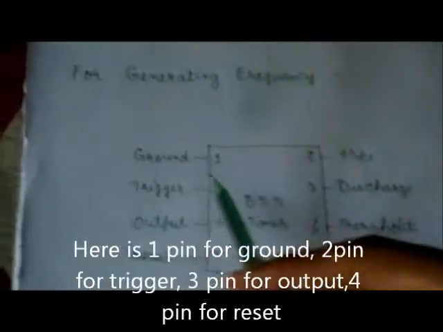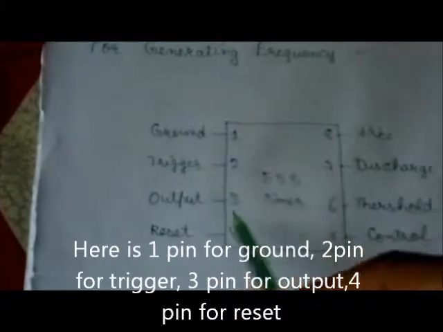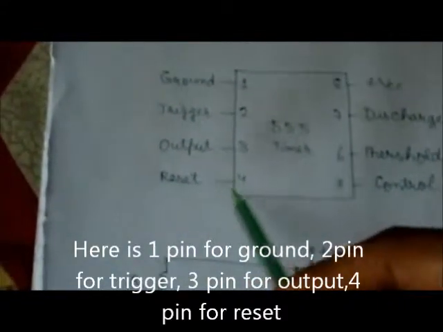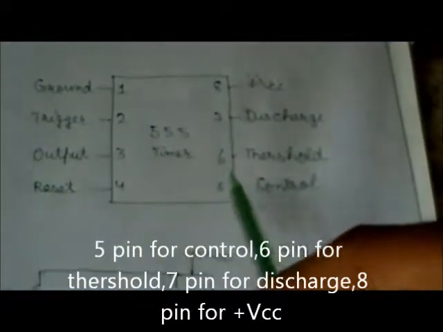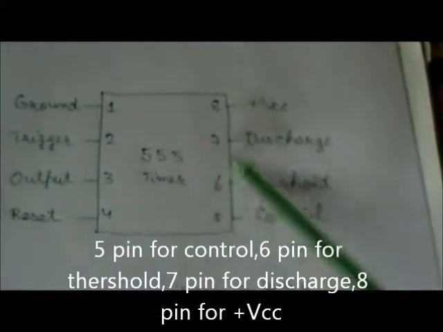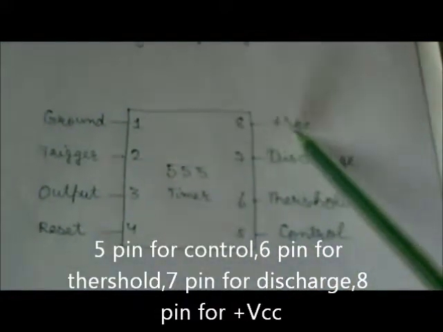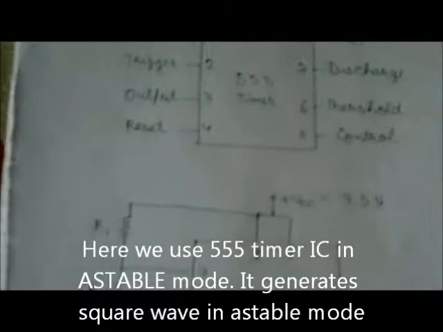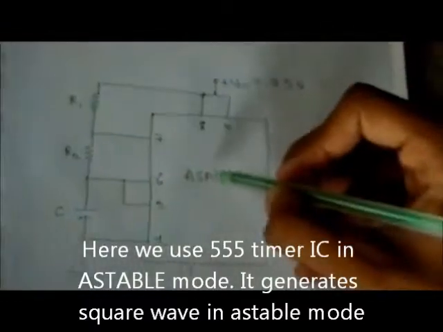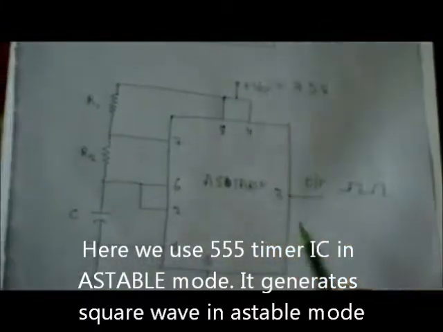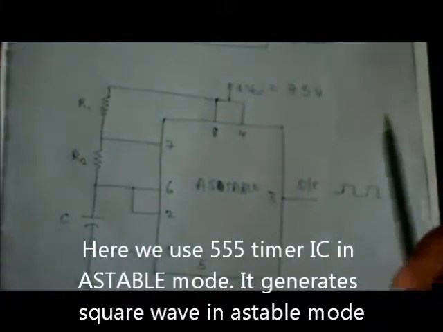There is one pin for ground, second pin for trigger, third pin for output, fourth pin for reset, fifth pin for control, sixth pin for threshold, seventh pin for discharge, and eighth pin for VCC. Here we use the 555 timer circuit in astable mode. It generates a square wave in astable mode.